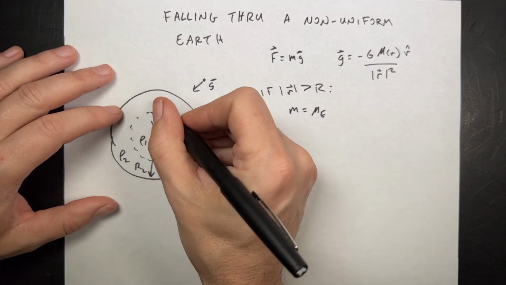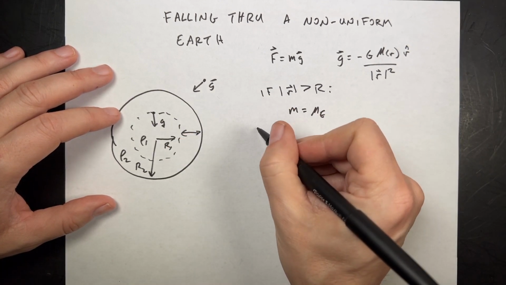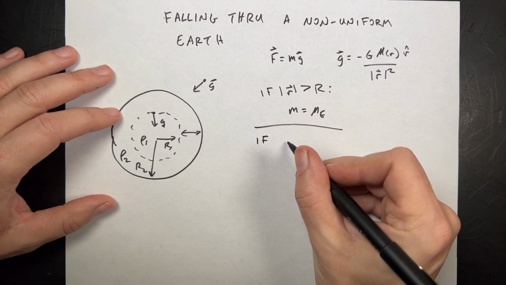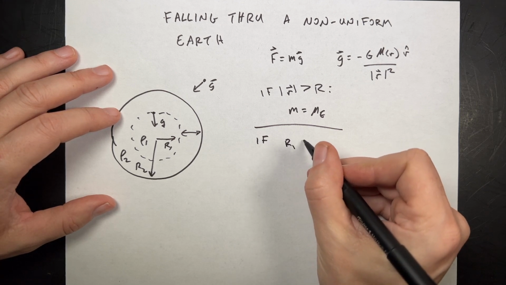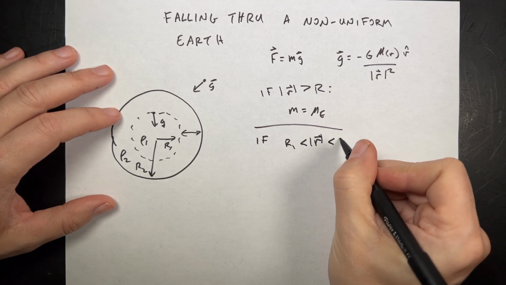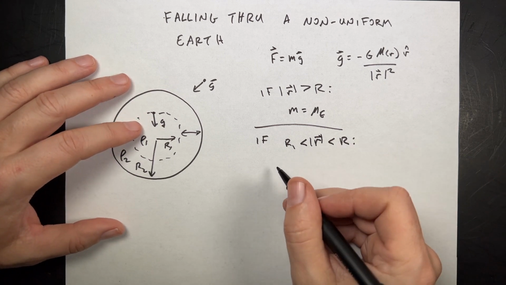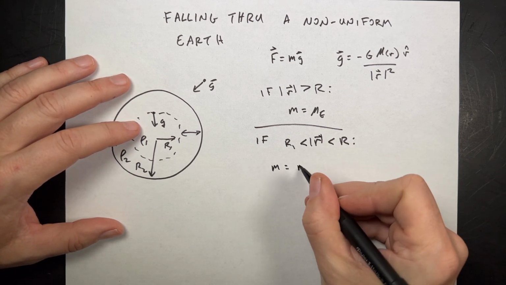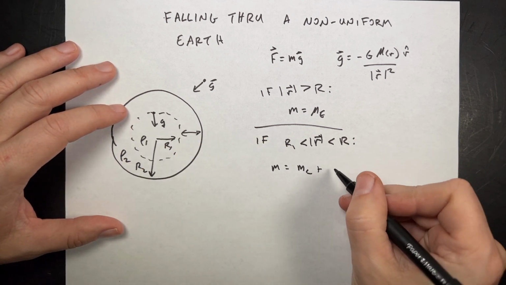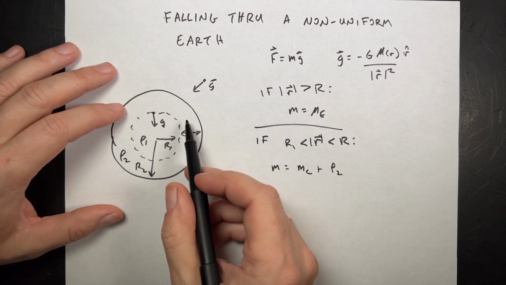Now, the next case is if I'm in this region right here, so let's put a little line there, if r1 is less than r, less than R. If it's in between those 2 regions, then the mass is going to be equal to the mass of the core, all of this stuff, plus the density, rho 2, which is the density over here, times this volume.